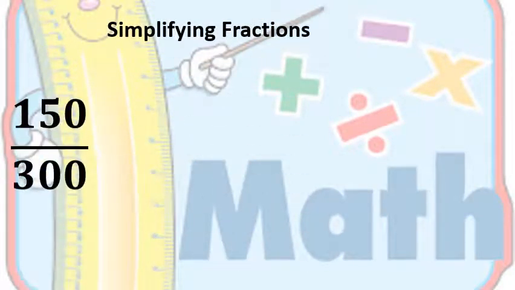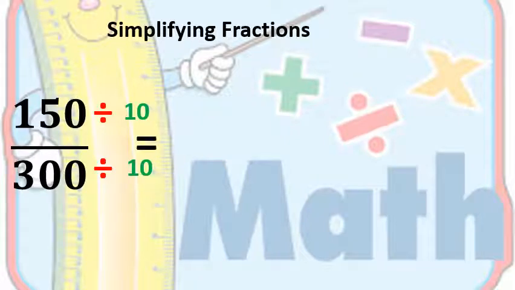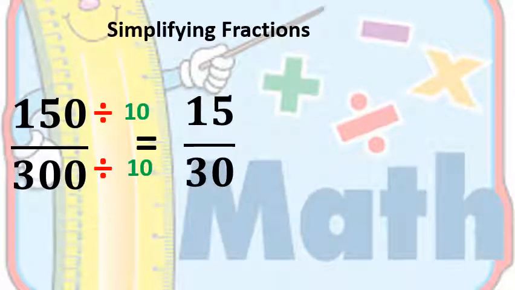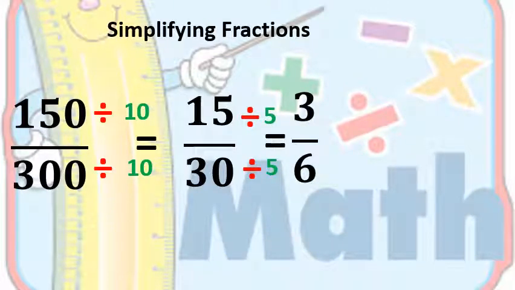Again, the last example, as you can see, 150 over 300. This is divisible by what? This is ending with a 0, ending with a 0. We can either divide by 5 or by 10. I'm going to divide by 10. Divide by 10, divide by 10. The answer is going to be 15 out of 30. And can we simplify it more? Yes, we divide numerator and denominator by 5. By 5, we're ending up with 3 out of 6.